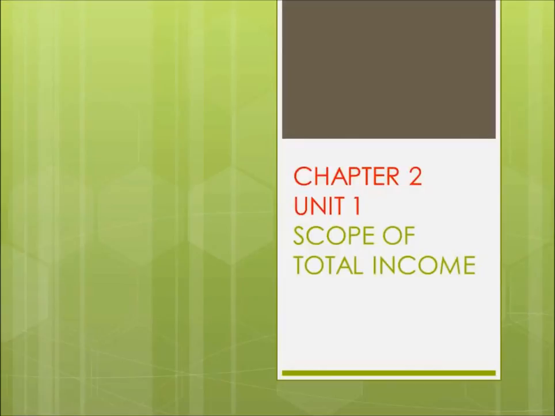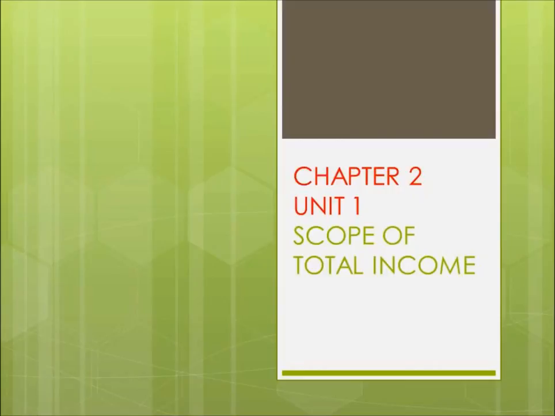Today we are going to continue with Unit 1 of Chapter 2, and today we are going to do the second part of this unit, that is scope of total income. We are done with the first part of this unit, that was the determination of the residential status of an assessee, and now we'll move on to the second part of this unit, that is scope of total income.